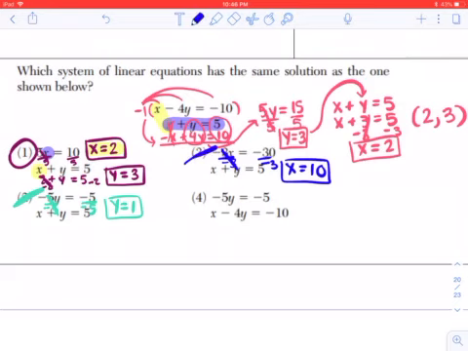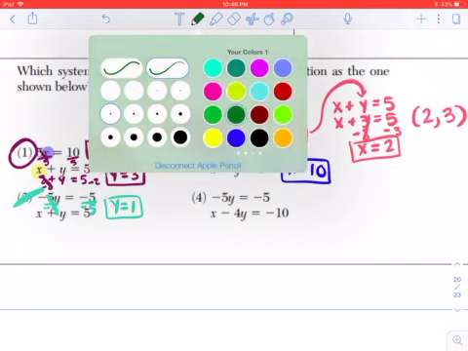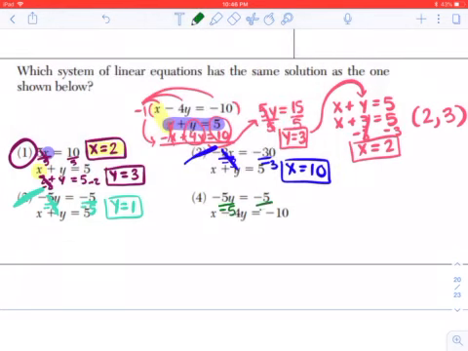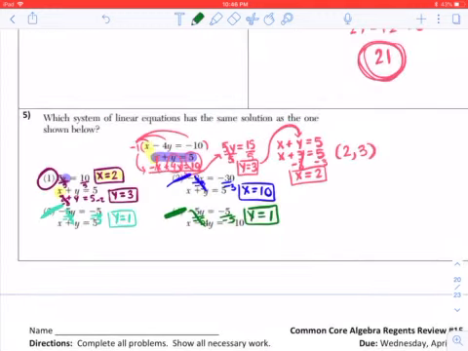And then finally, number 4, if you divided this by -5, you would get that y equals 1, again, just like number 2, but we know that our y is supposed to equal 3, so you could eliminate that one, which just further verifies that 1 is the correct answer. And that's all.